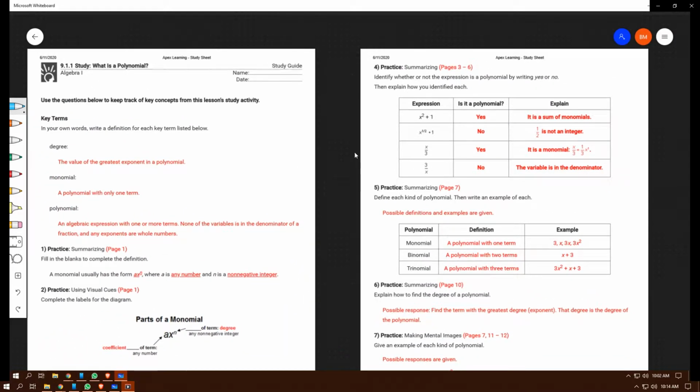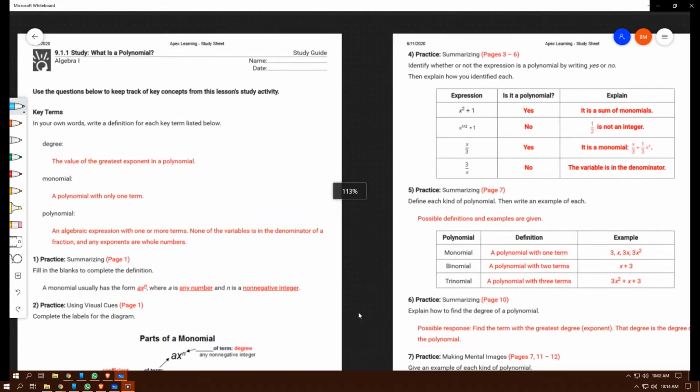We are going to first talk about the first definition here. On the left side of the study is degree, the value of the greatest exponent in a polynomial. So the exponent is that number that is raised above the variable, and the highest one in a polynomial is your degree. A polynomial has a couple different options. Let's talk about that there.